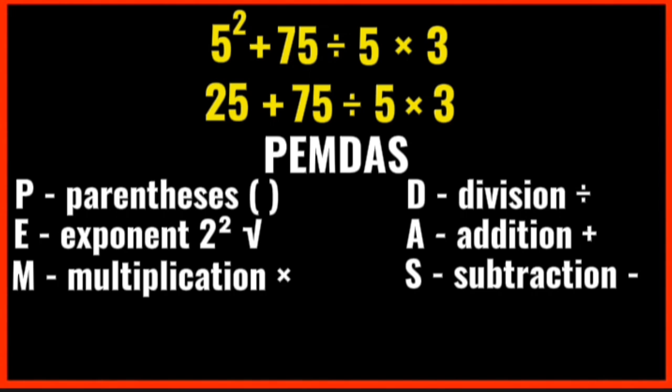In this expression, we first handle the exponent, so we rewrite it as 25 plus 75 divided by 5 multiplied by 3. Now we focus on multiplication and division because they come next in order of priority. But remember, multiplication and division have equal importance, so we solve from left to right.